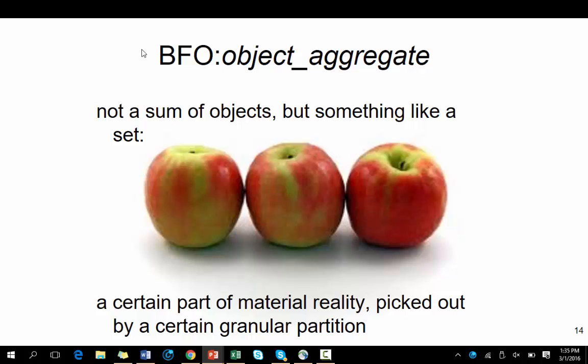If John has a banana in his stomach, then that's not a part of the object aggregate, which is the Beatles. Although once he's digested the banana, there may be some molecules from the banana which are a part of the Beatles.